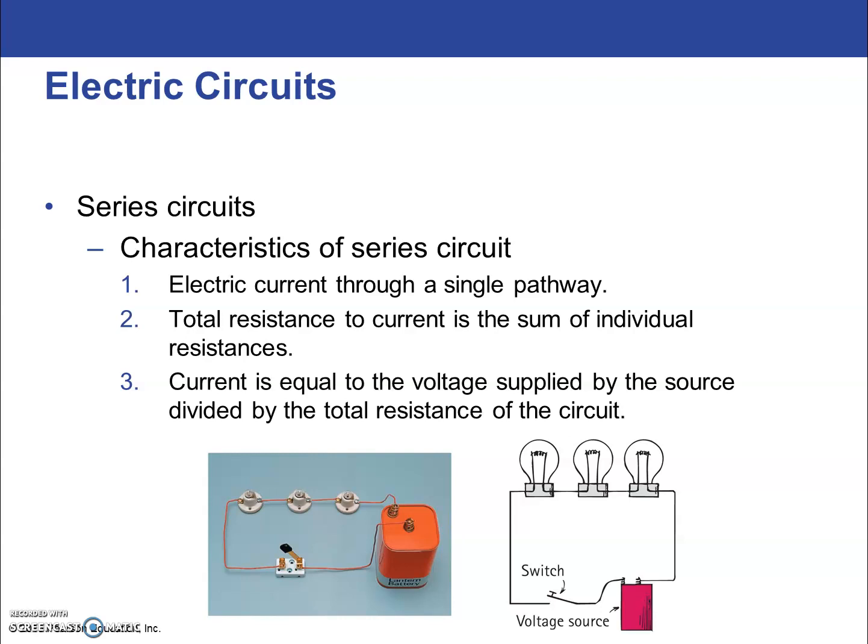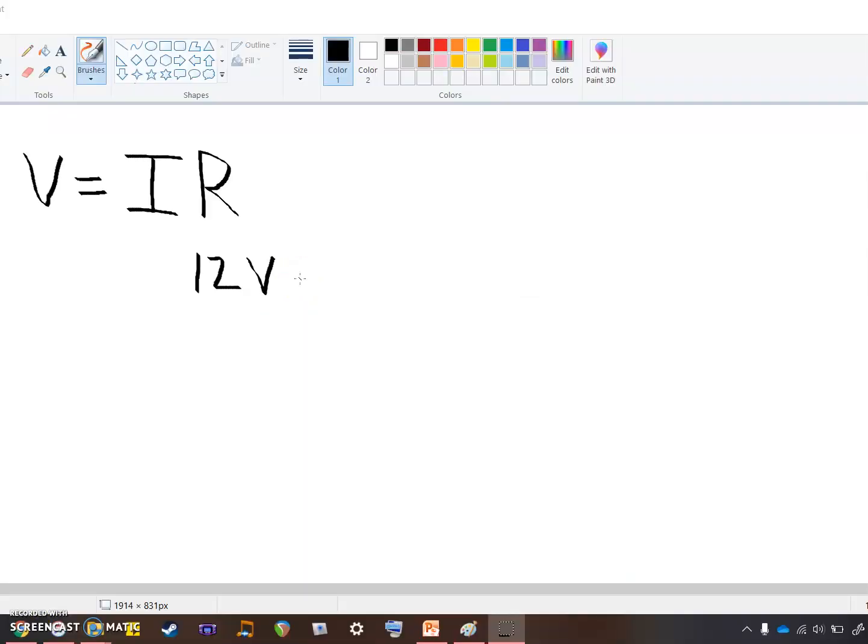So when you have multiple resistors lined up in a circuit, you add up their total resistance. So say we had, let's see if we can use our paint or whiteboard. Alright, so say we have a 12-volt battery, and so let's draw a quick circuit.